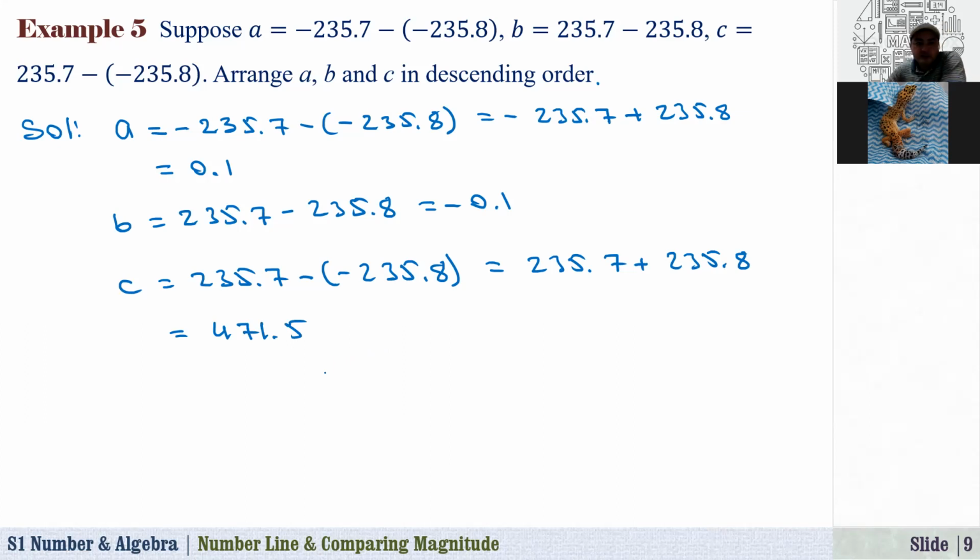Okay, let me just check to make sure. I think it's right. So arrange A, B, and C in descending order. So 471.5 is the greatest, right? And the second one is A, and the third one is B. So our answer will be: C is the greatest, the second one is A, and the third one is B. C is greater than A is greater than B, or C and A and B, in descending order.